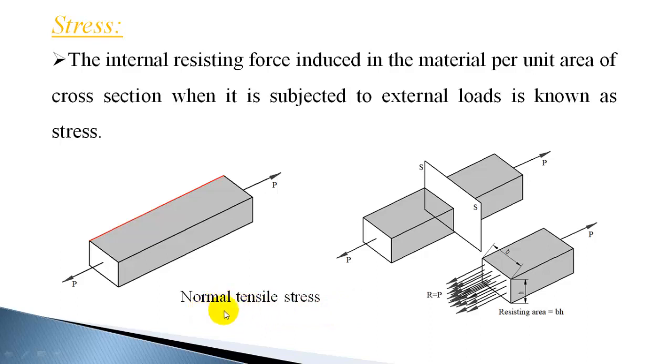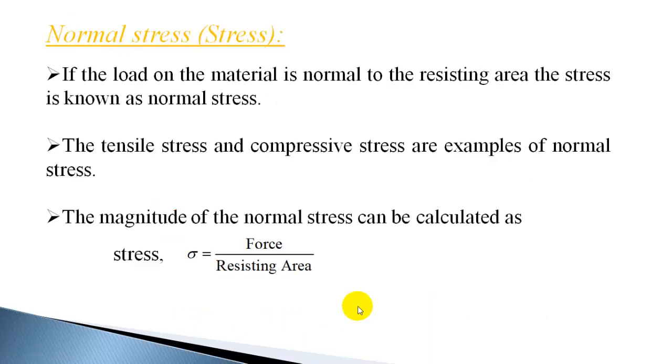We usually omit this word normal. It is understood that tensile stress is a normal stress. Similarly, you have compressive stress also, normal compressive stress if the load is compressive. So if the load on the material is normal to the resisting area, the stress is known as normal stress. Tensile stress and compressive stress are examples of normal stress.